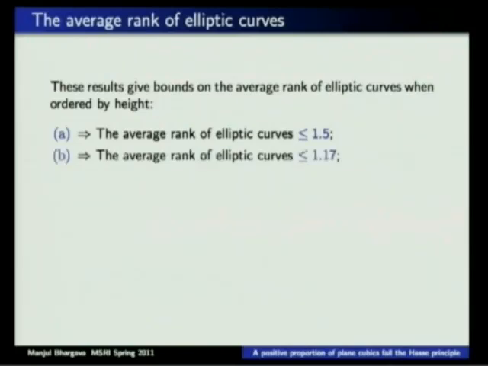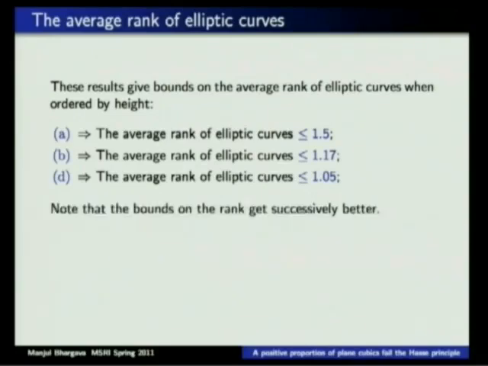If you work out what the 3-Selmer result tells you, it tells you that the average rank of elliptic curves is at most 1 1/6. And the 5-Selmer result tells you that the average rank of elliptic curves is at most 1 1/20. So as p gets larger, the average size of the p-Selmer group seems to give a better upper bound on the rank.